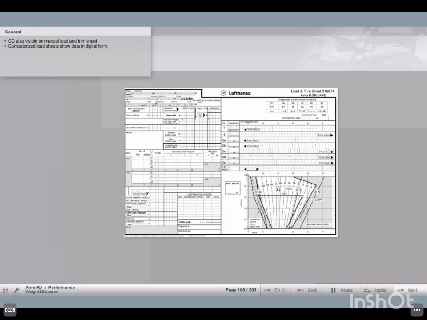The center of gravity diagram is also given on the associated manual load sheet. Computerized load sheets show the data in digital form.